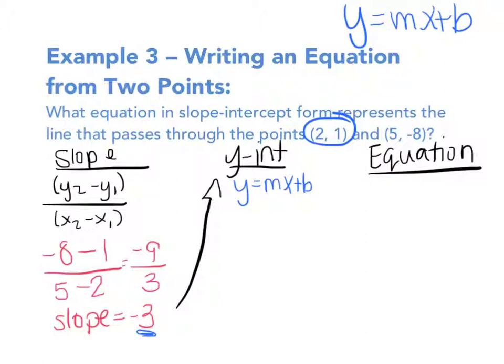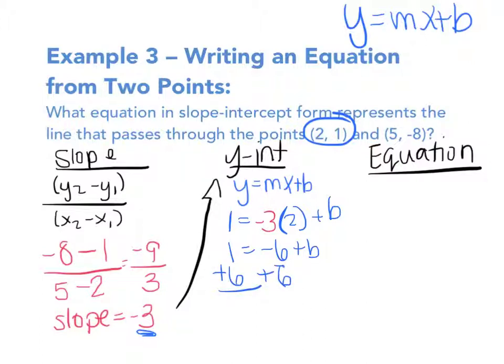So from this point here, the y value is 1. So I'm going to say 1 equals, well, I know what my slope is. We found it was negative 3. And then I'm going to plug in the x value from the same point. So 2 plus, and this is what we're looking for, b. We don't know b. So 1 equals negative 3 times 2, which is negative 6, plus b. I'm going to solve for b by adding 6 to both sides, and I get 7 equals b.